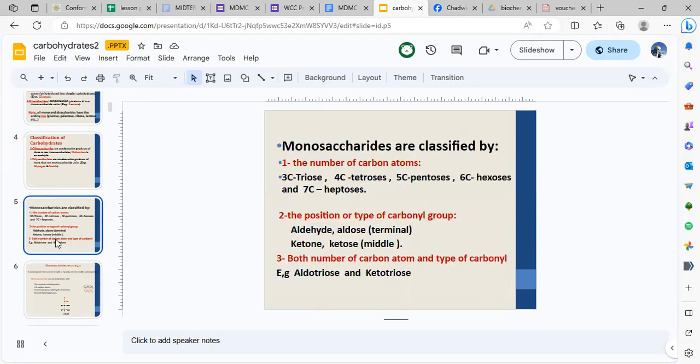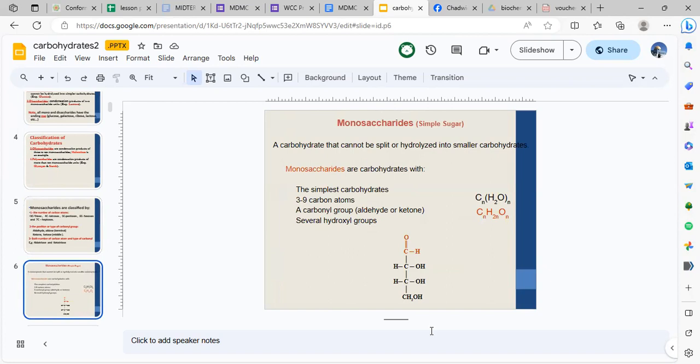It's a tetrose. For the second, what functional group do you have? It's an aldehyde, so it's an aldose. So if you combine the number of carbon atoms and the carbonyl group, then this is an aldotetrose. Okay, so this is a monosaccharide.